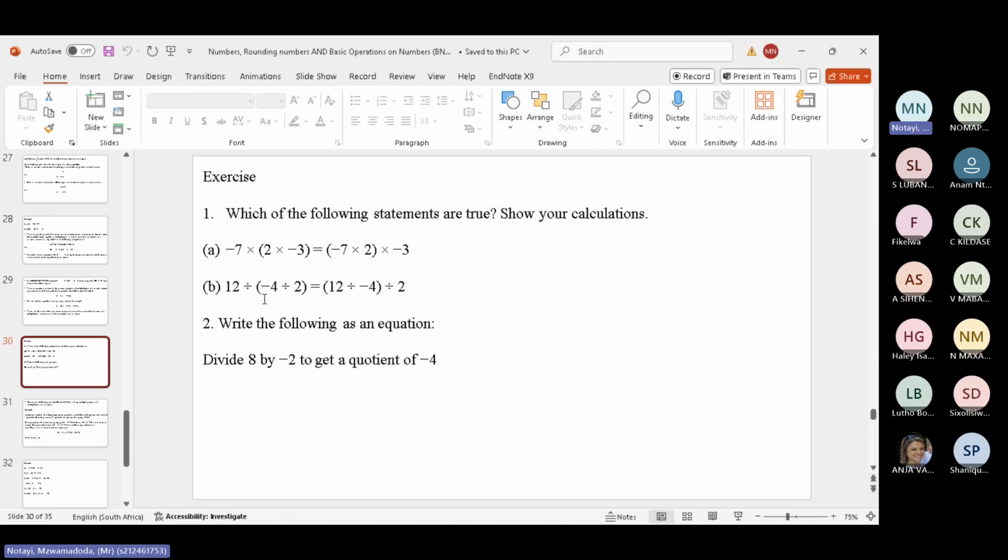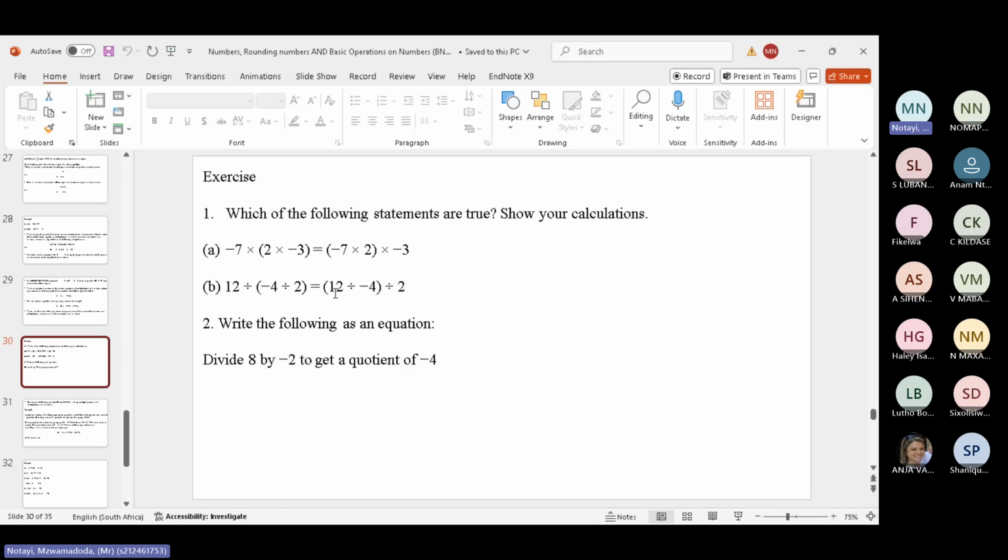Okay, let's see the second one. 12 divided by open bracket -4 divided by 2 close bracket is equal to open bracket 12 divided by -4 close bracket divided by 2. Start at the left hand side, at the bracket. Inside the bracket there's -4 divided by 2. A negative divided by a positive is going to be a negative, so we get -2. So 12 divided by -2 is -6. That is the left hand side.